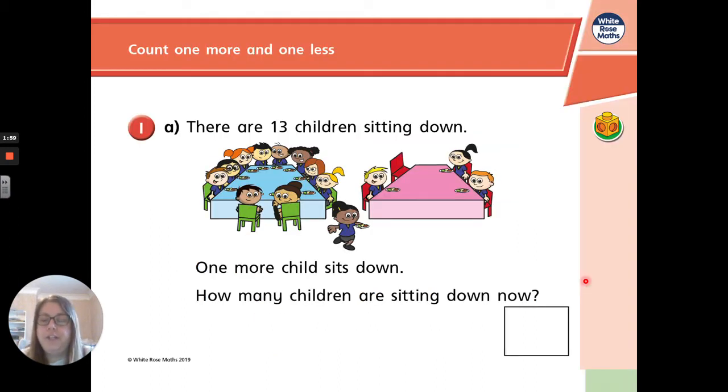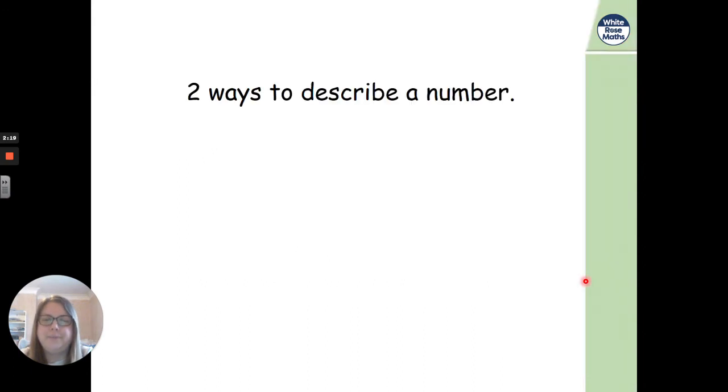There are 13 children sitting down. One more child sits down. How many children are sitting down now? So if there were 13 children and then one more came along, how many are there now? 14, aren't there? Because one more than 13 is 14. Perfect.